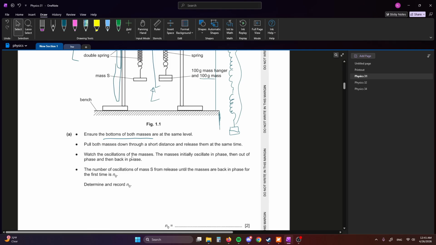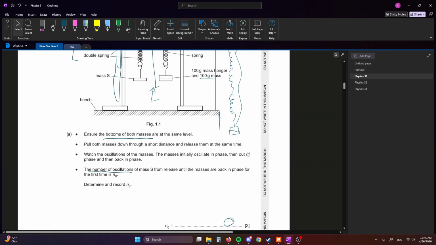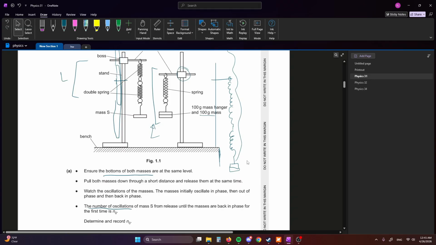And then we want to watch the oscillations, and the masses initially oscillate in place, then out of phase, then back in phase. The number of oscillations of mass S from release until the masses are back in phase for the first time is N. So we want to count the number of oscillations, and we should have no units because we're just counting a finite value. Technically it has infinite sig figs because it's only measured.